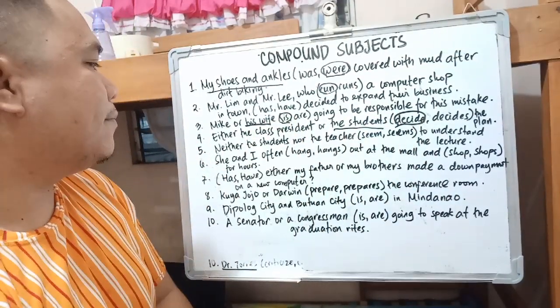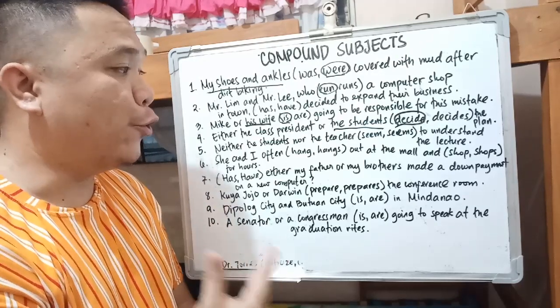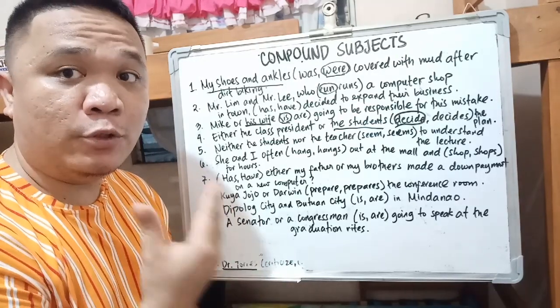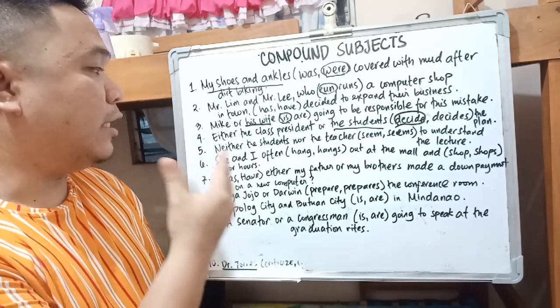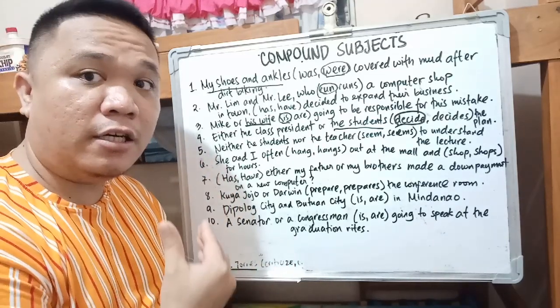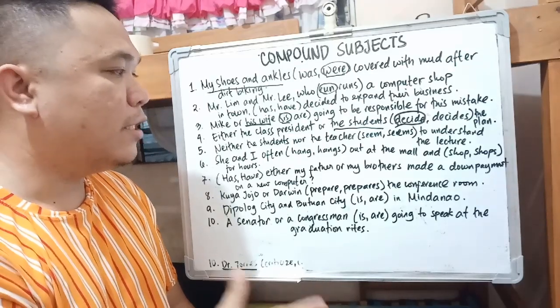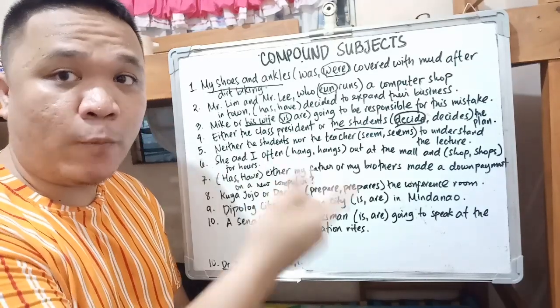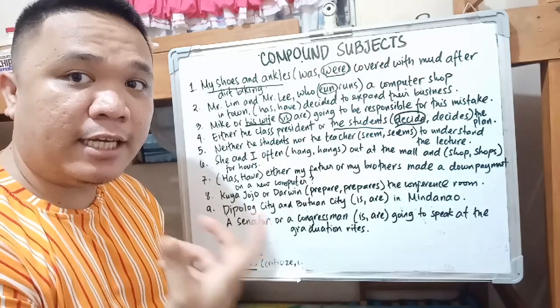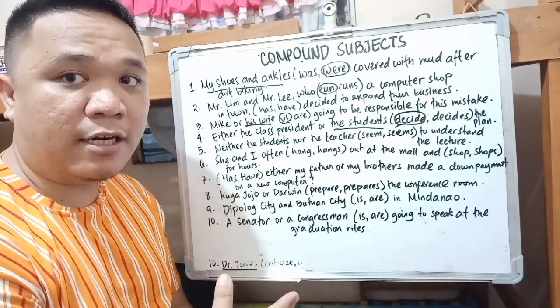The plan. Neither the students nor the teacher. Same is true for either, or. Neither, nor is a negative statement. So we have to choose the second one if the sentence introduces neither.